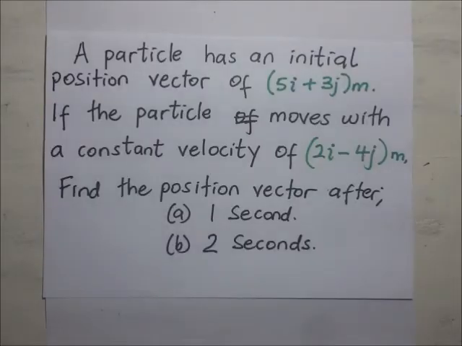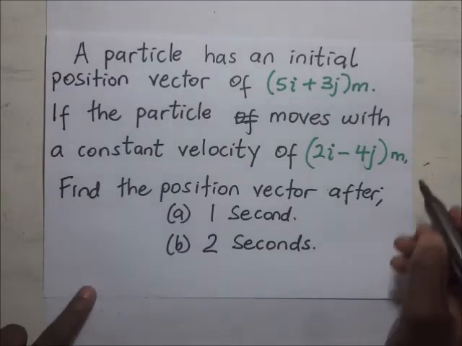A particle has an initial position vector of that. If the particle moves with a constant velocity of 2i minus 4j meters per second, find the position vector after 1 second and after 2 seconds.